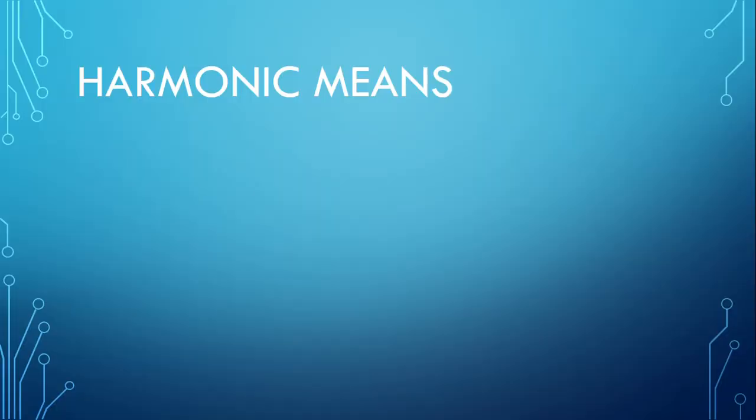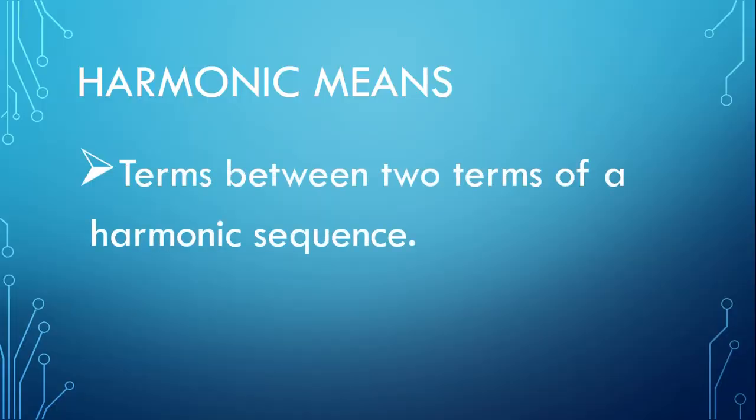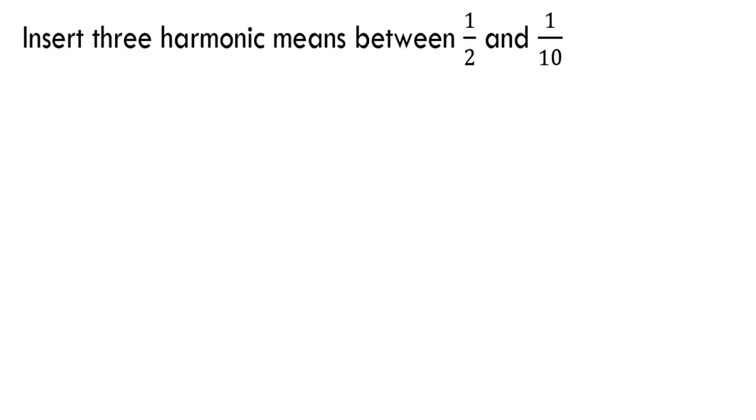Siyempre, meron din tayong harmonic means. Ito yung mga terms between two terms of a harmonic sequence. For example, insert 3 harmonic means between 1/2 and 1 over 10. Ang 3 ay ibig sabihin tatlo, so may tatlong terms sa pagitan ng 1/2 at 1 over 10. So, 1/2, blank, blank, blank, and 1 over 10. Hanapin natin yung tatlo.